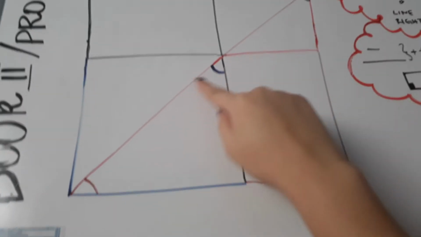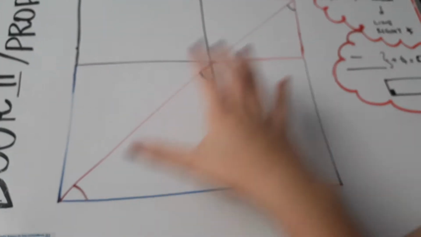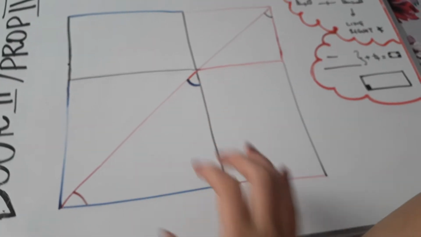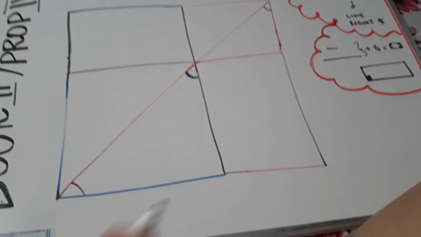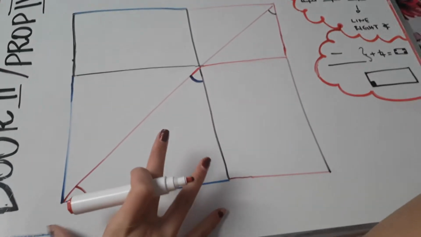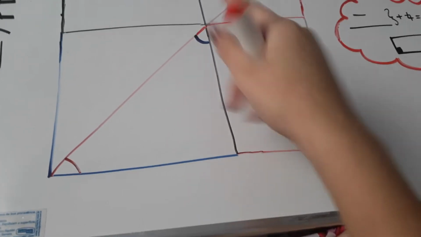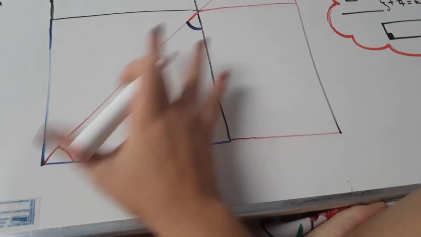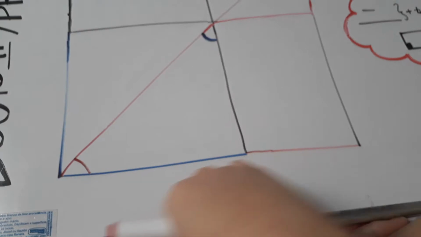Knowing that these two angles are equal to each other, we have proven that they are equal to each other. So if they are equal to each other, this is going to be an isosceles triangle. So this side is going to be equal to this side because this is a triangle, angles at the base are equal, so it is an isosceles triangle. Therefore, this side is equal to this side.